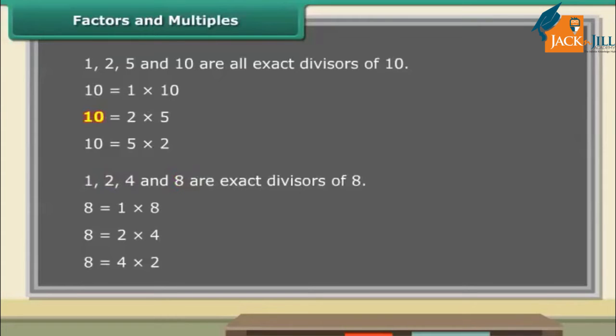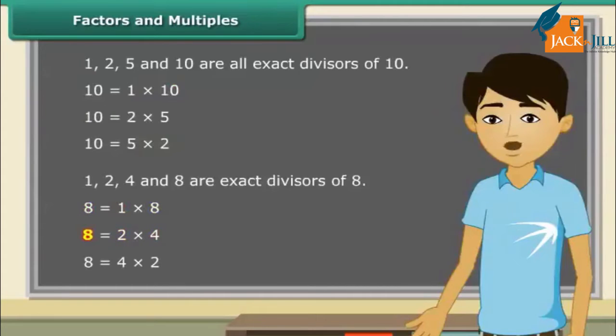Number 10 is the product of 2 and 5. It is also a product of 1 and 10. Therefore, 10 is a multiple of 1, 2, 5, and 10. Similarly, number 8 is a product of 1 and 8 or 2 and 4. Therefore, 8 is a multiple of 1, 2, 4, and 8.